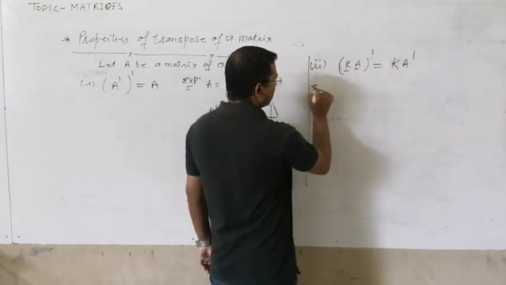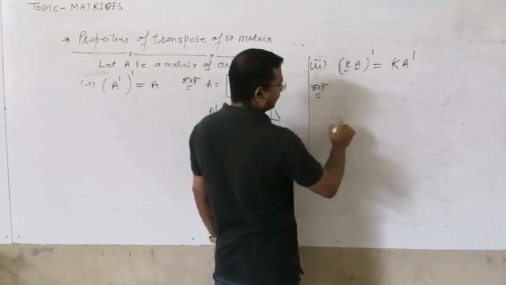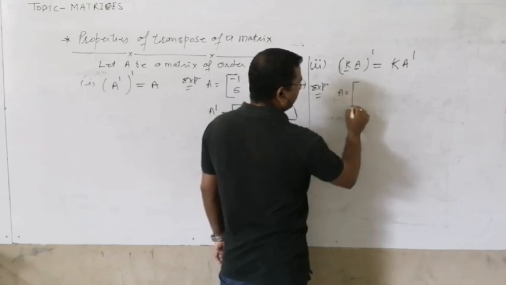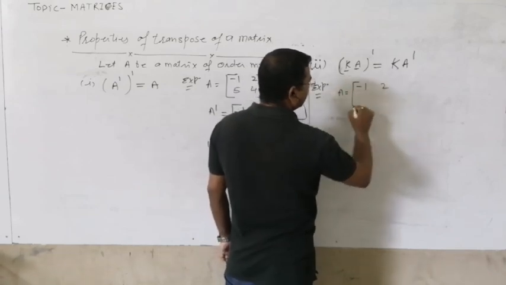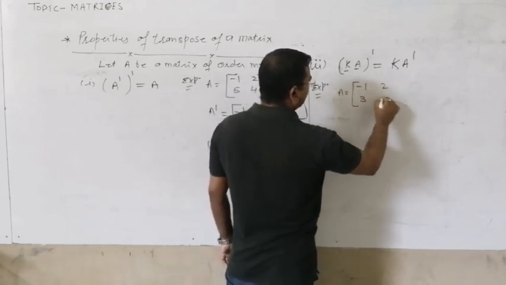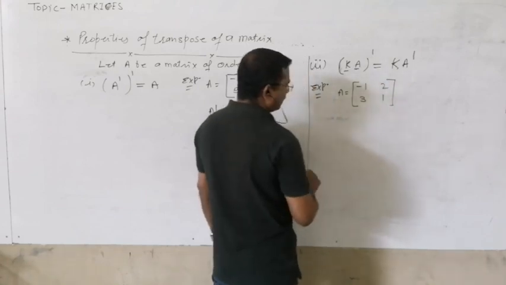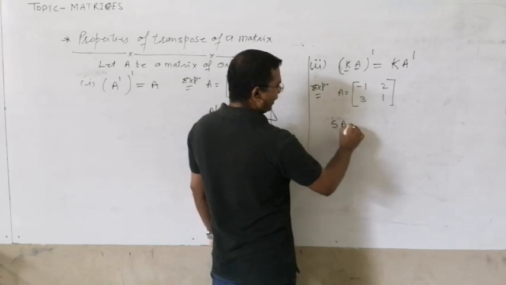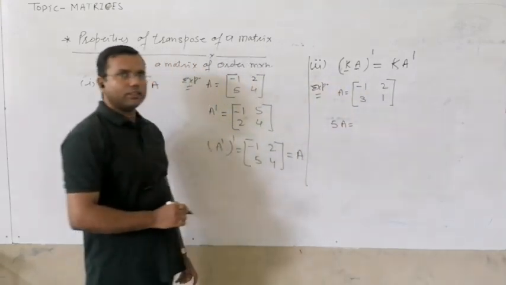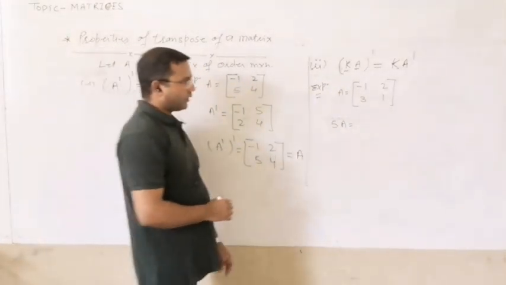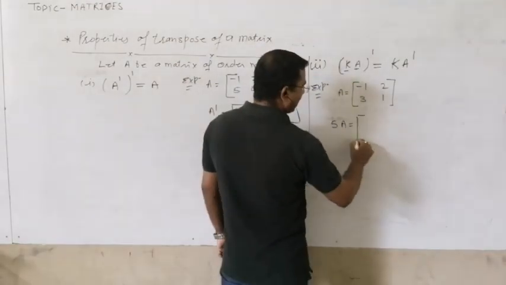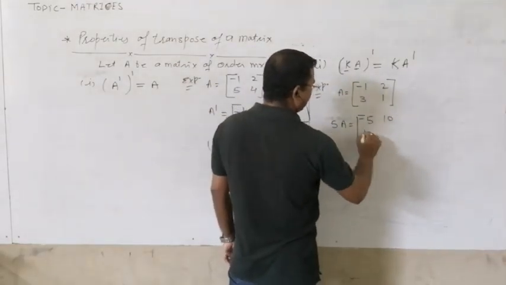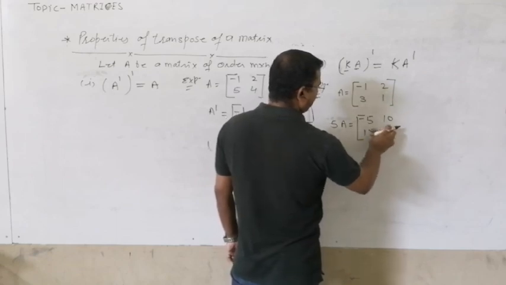What is the meaning of this? See with the help of this example. Suppose I have a matrix A. If it is -1, 2, 3 and 1. And suppose I find what is 5A. First of all, I have calculated what is 5A. So 5A we can write, it is -5, it is 10, 15 and 5.